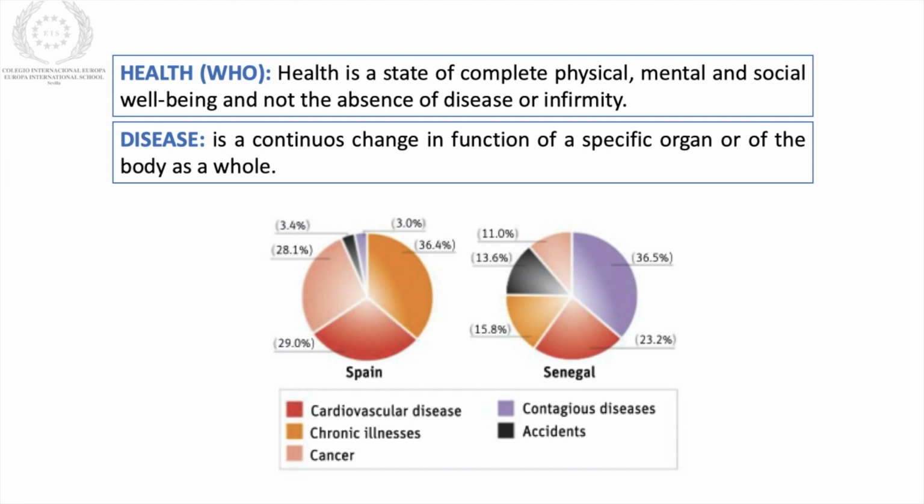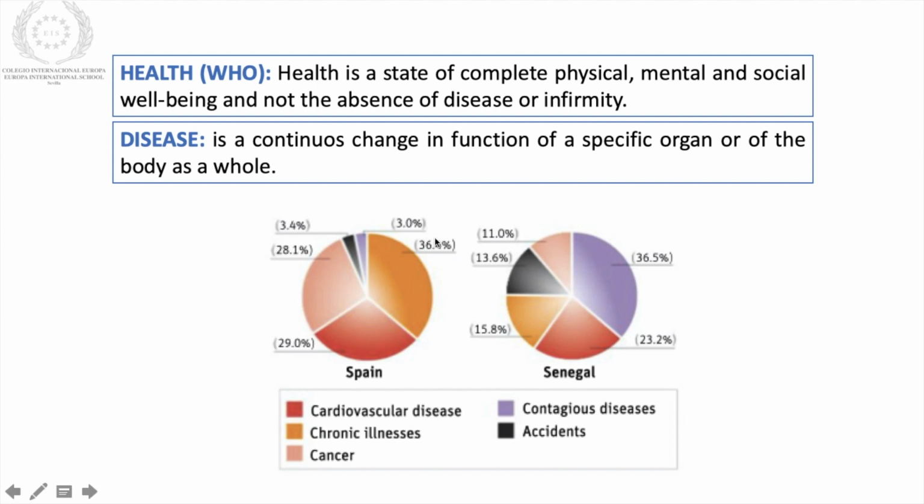The World Health Organization defines health as the state of completely physical, mental, and social well-being. And disease is a continuous change in the function of a specific organ or of the whole body.